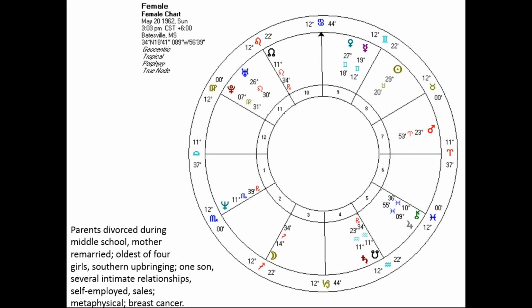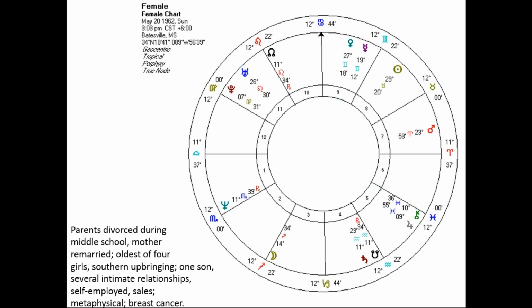So here is one of those charts. This is the chart of one of the girlfriends. And this chart example is my stepson's mother, his biological mother. So this is a female chart, May 20th, 1962, 3:03 p.m., Batesville, Mississippi.